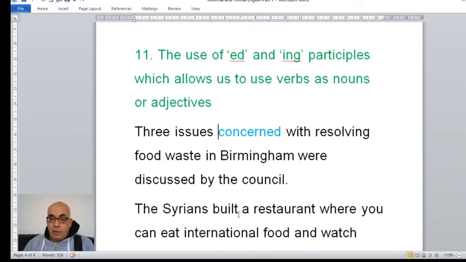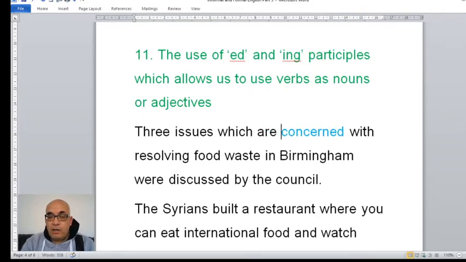This one is informal. I can put: three issues which are concerned with resolving food waste in Birmingham were discussed by the council. So I'm using which as a relative pronoun to make the sentence complex, and I'm using the past participle of concern because it has ed. If something has ed, it means it's past or past participle. So which is a relative pronoun. It makes the sentence complex. I'm using ed, which is here the past participle of concern, and all the words are complete and grammatical and meaningful. So this sentence now is formal.